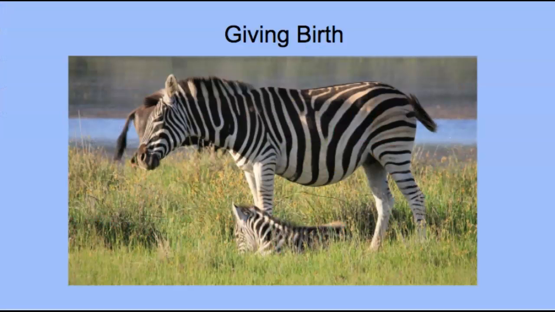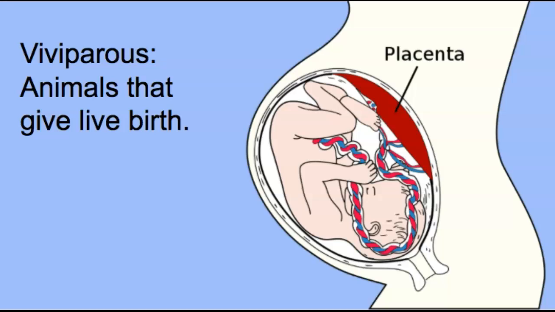A lot of animals end up giving live birth. Animals that give birth to live young are described as viviparous. Many animals of this kind are mammals. The baby grows inside the female in a sac called the womb, or uterus. An organ called the placenta feeds the baby inside the womb. After a period of time, the muscles in the female's body contract and the baby is pushed out.